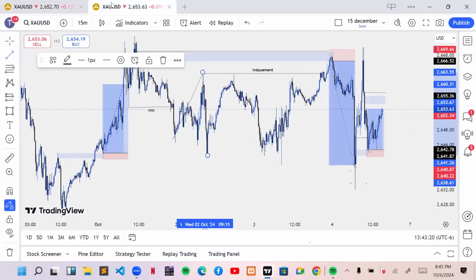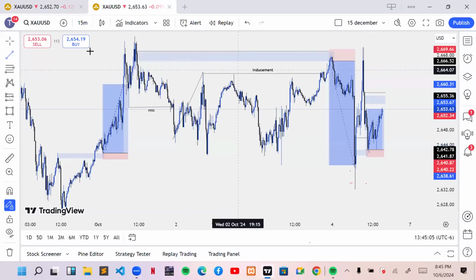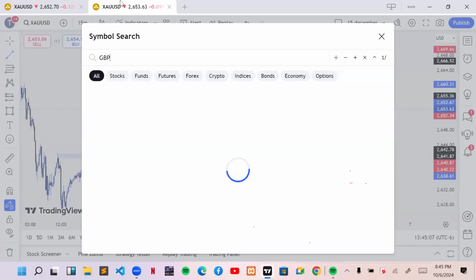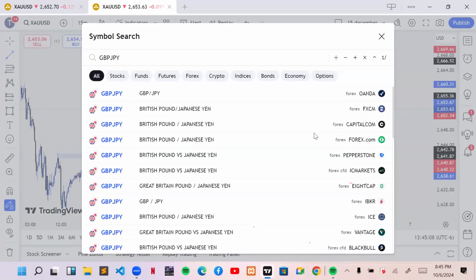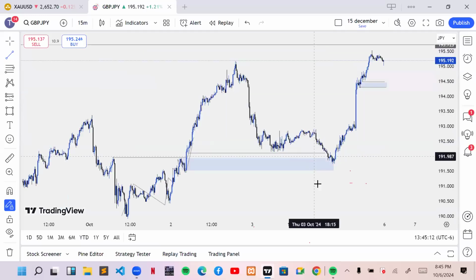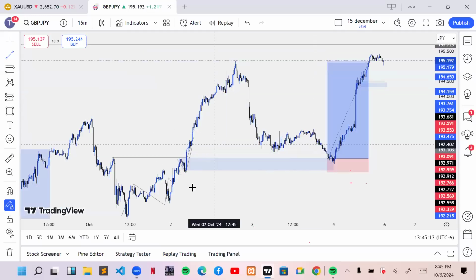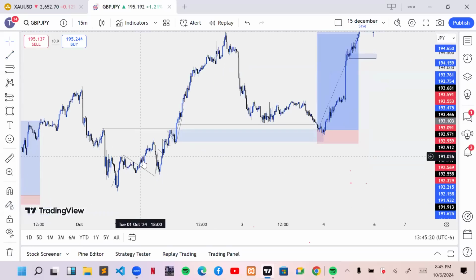So this is the one for the gold market structure shift. This is the first pullback right here. And then I will show the GBP chart that I was on for a pullback in a break of structure. So this was a resistance zone in the market right here, and the market was making higher highs, higher lows.